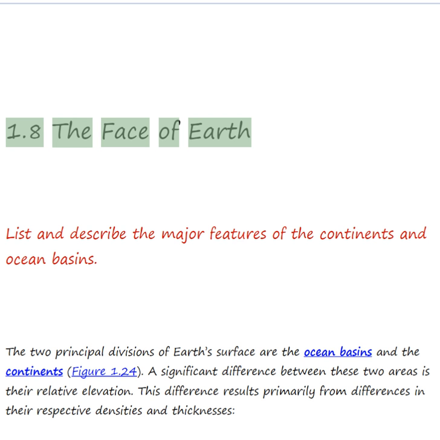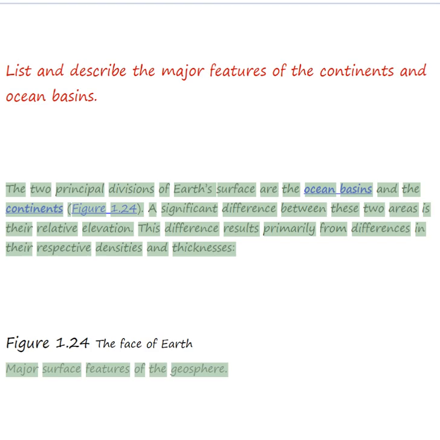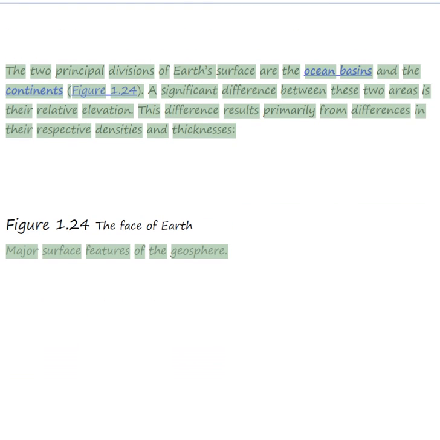1.8 The face of Earth. List and describe the major features of the continents and ocean basins. The two principal divisions of Earth's surface are the ocean basins and the continents. A significant difference between these two areas is their relative elevation. This difference results primarily from differences in their respective densities and thicknesses, major surface features of the geosphere.